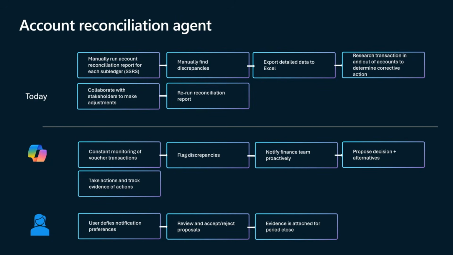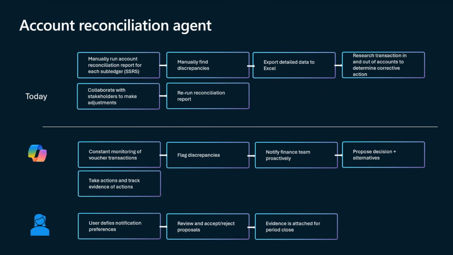And with the account reconciliation agent, you see at the bottom of the presentation, we have Copilot agent capabilities in combination with user interaction. The agent should constantly monitor the voucher transactions. It needs to flag, and it will flag these discrepancies.